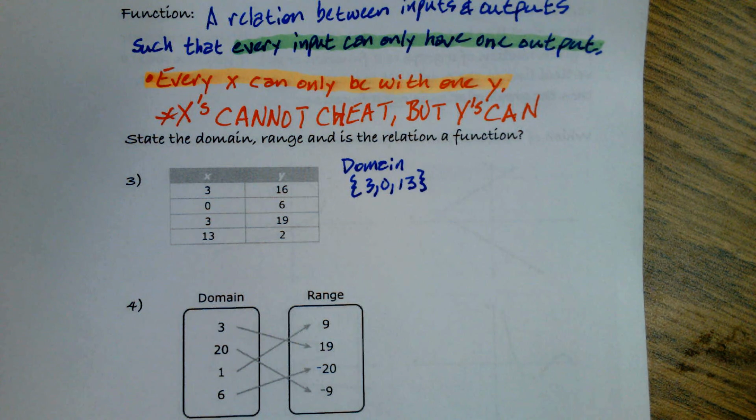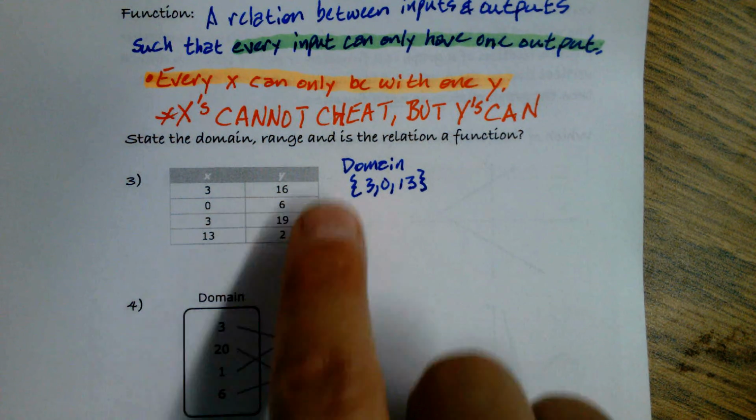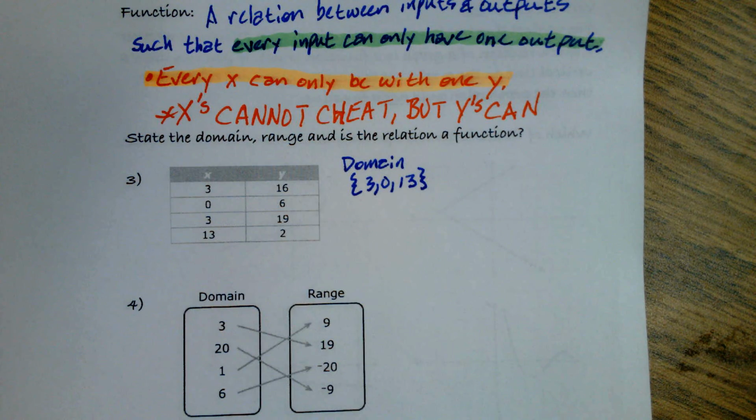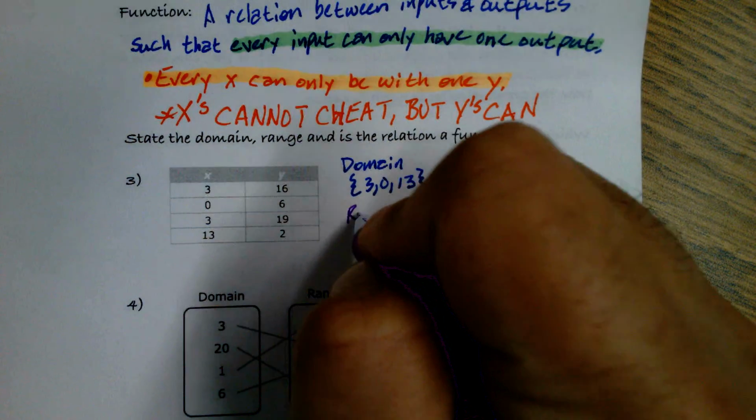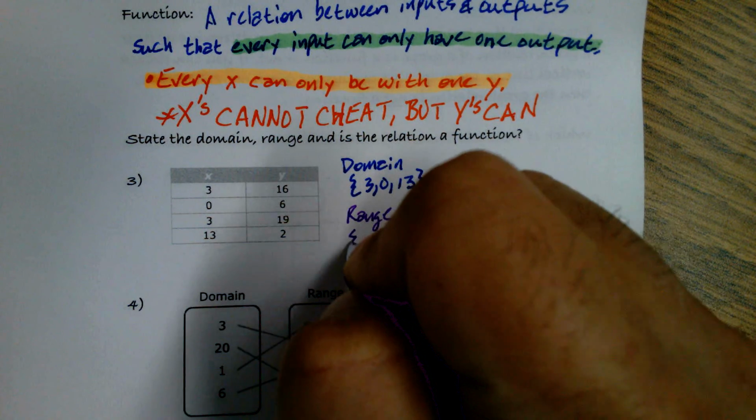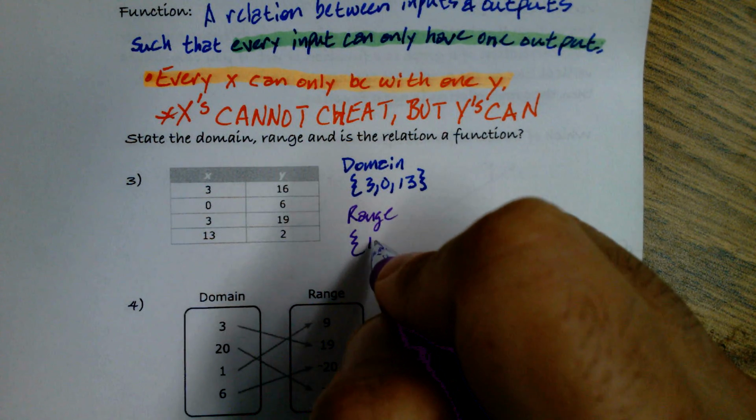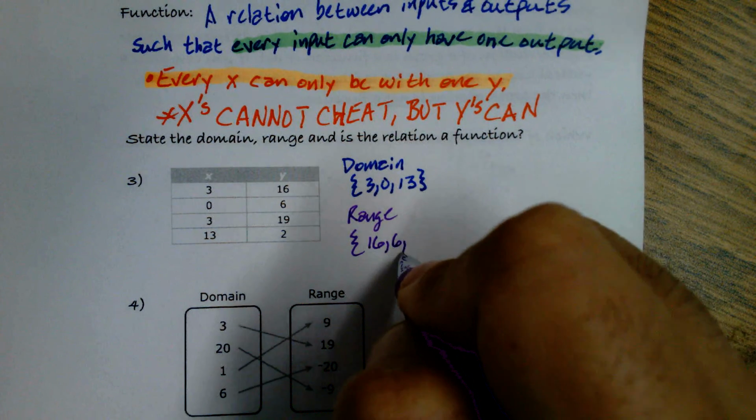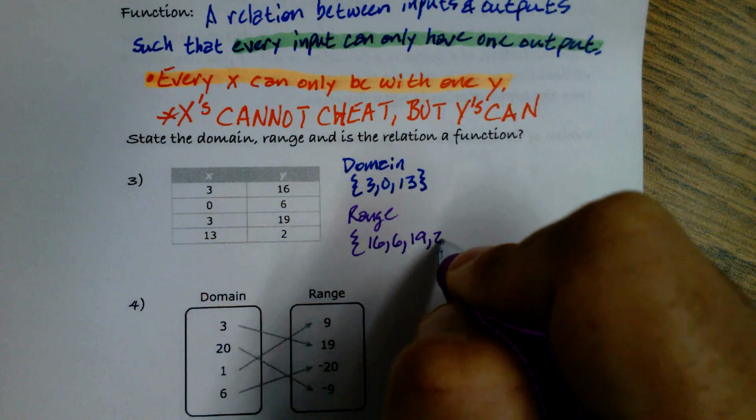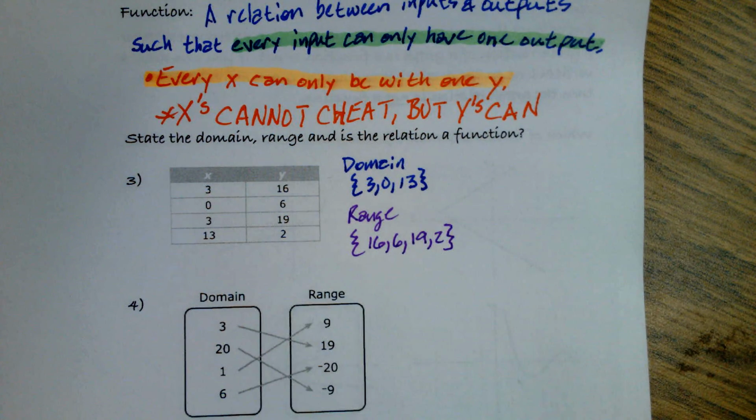Okay. Let's do the range. The range is the y's. So that's going to be 16, 6, 19, and 2. Okay. So now to the big question. So go ahead and write that down. Let's decide, is this relationship, because you're linking things up. You're linking 3 with 16. You're linking 0 with 6, etc.